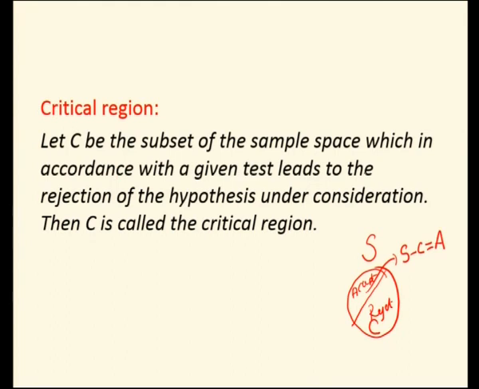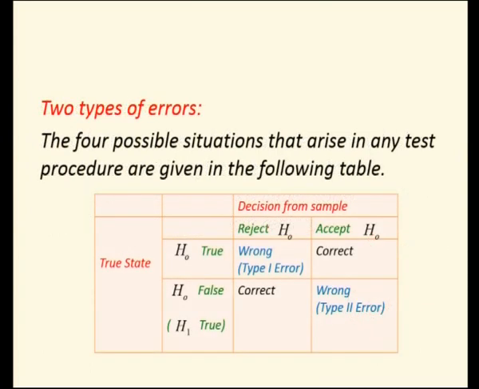Let C be the subset of the sample space which in accordance with a given test leads to the rejection of the hypothesis under consideration, then C is called a critical region. So, in general, critical region is nothing but the region of rejection. Now, when you are making any statement, it is possible to make errors. So, here in statistics there are two types of errors, and in that we will discuss the 4 possible situations that arise in any test procedure, which is brought in the form of a table.